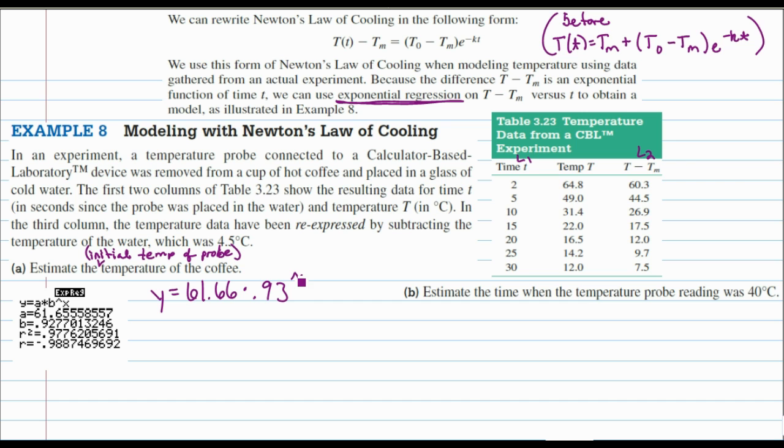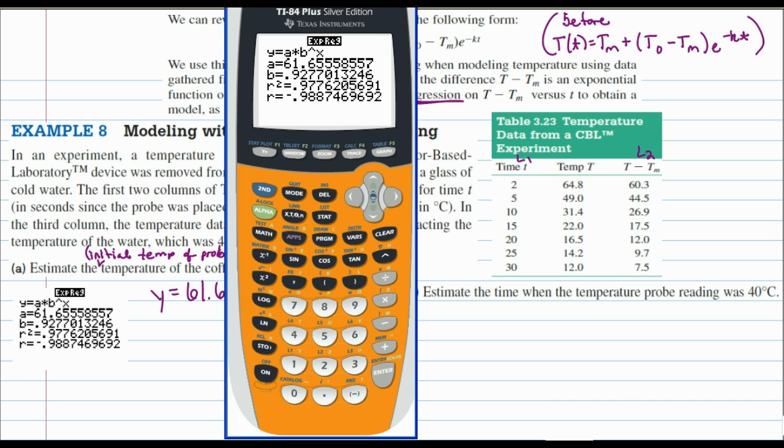Now remember, our output values here represent capital T minus T sub m. So when I go to the graph, I turned on plot 1 and plotted my data points, as well as having my regression plugged into y1. So now I can see that the regression I made lines up with my data points, which is good.